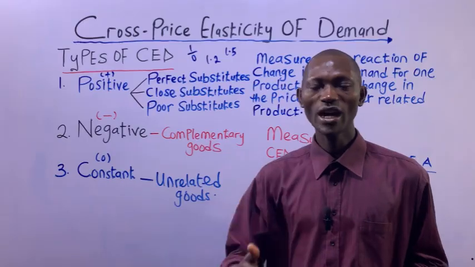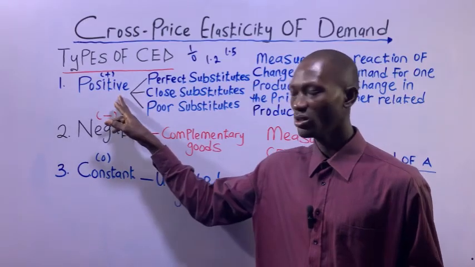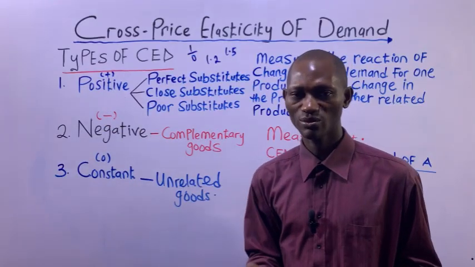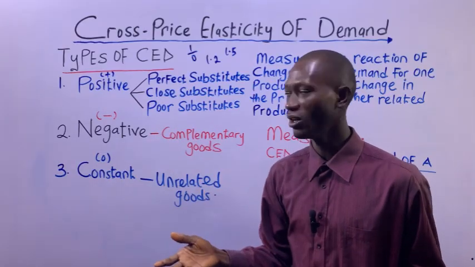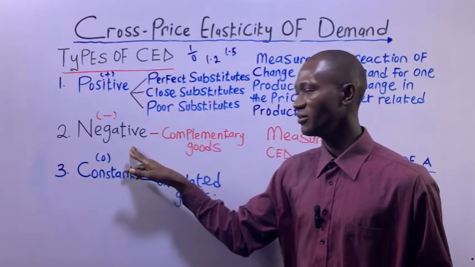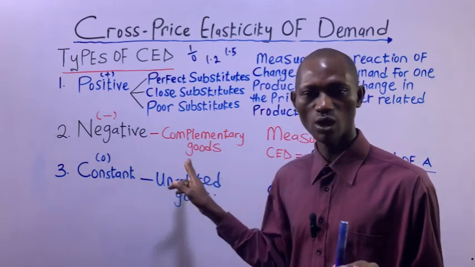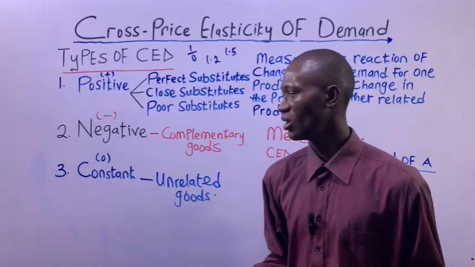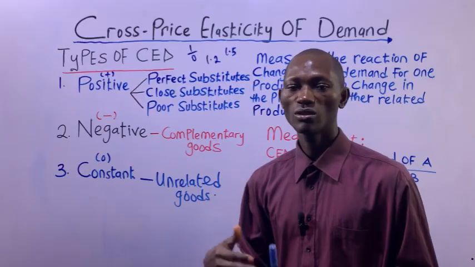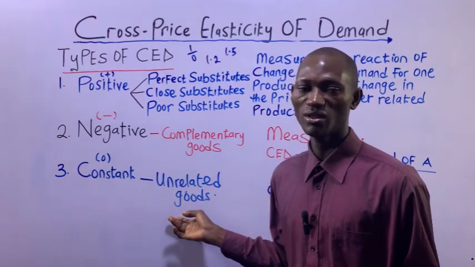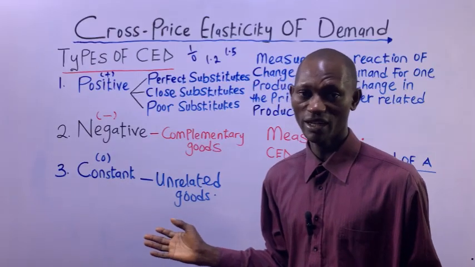Should you arrive at your cross price elasticity coefficient as positive, you are going to interpret that as substitute goods. Then it's further classified, but I think I've shared more than enough light on this. When you arrive at negative cross price elasticity of demand, you are going to interpret that as complementary or joint goods. And lastly, when you arrive at zero as your cross price elasticity coefficient, you are going to interpret that as unrelated goods or products. So that's sorted out, I guess.